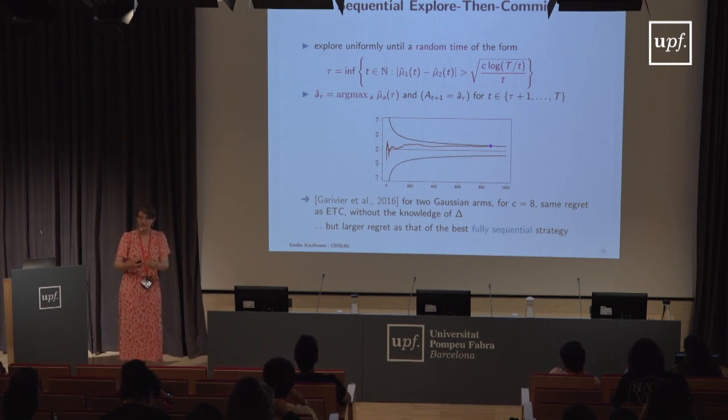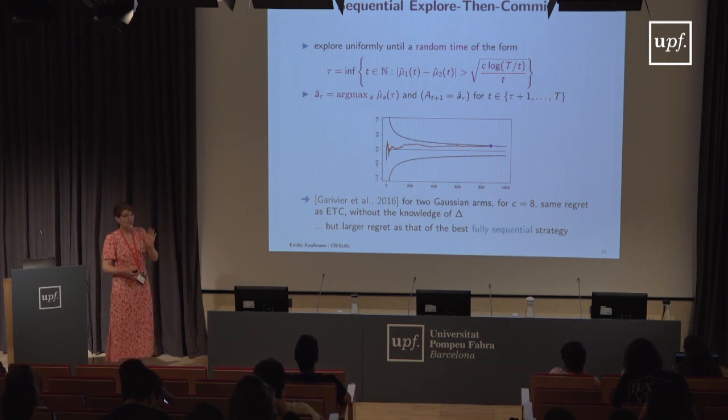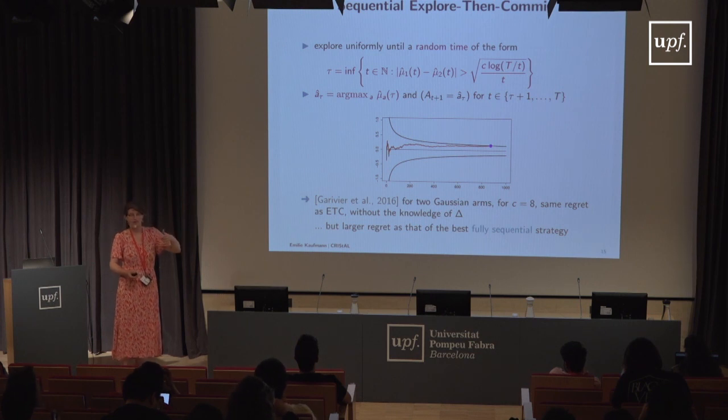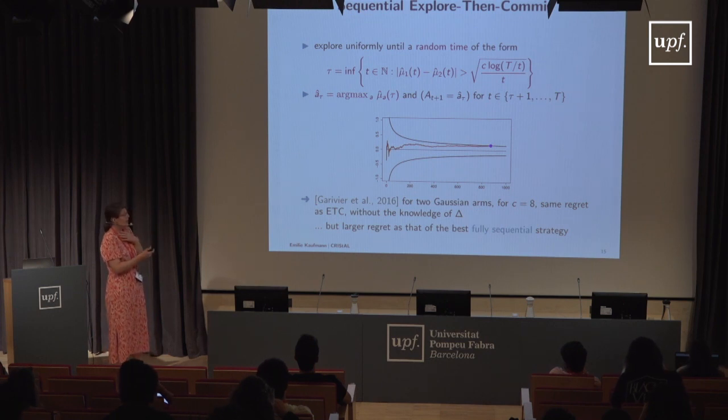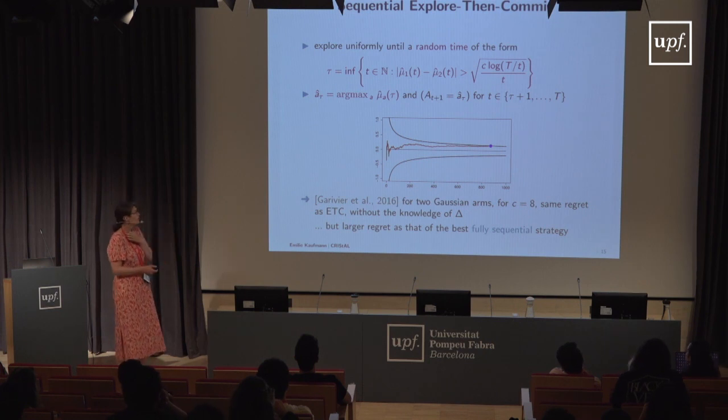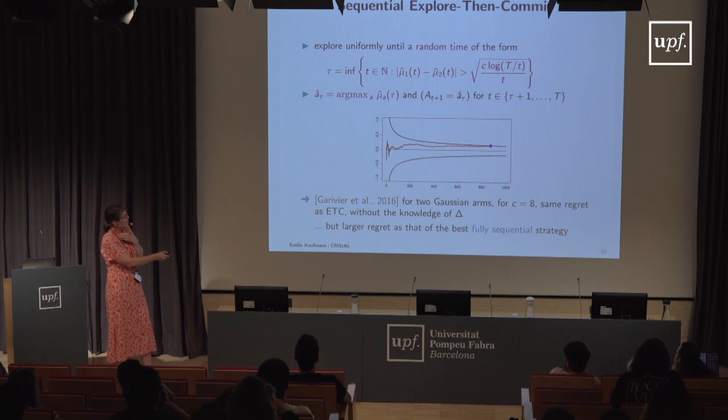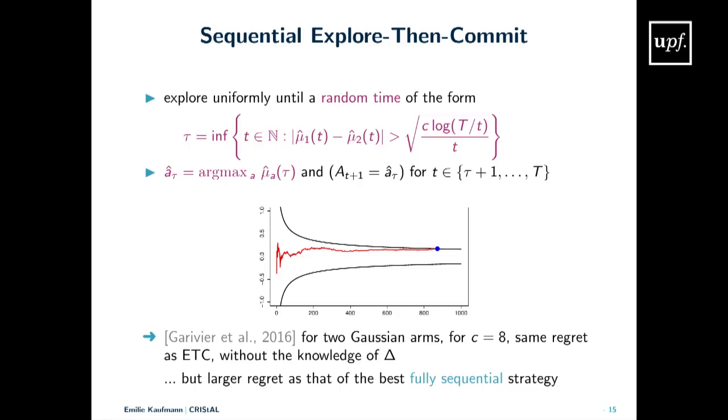So instead of choosing in advance how many pulls I will dedicate to exploration, you actually stop exploring adaptively. You sample the two arms in a round robin fashion until their difference in empirical mean is significant, where here significant is some comparison to a threshold that does not depend on delta. And when exploration ends, then you also commit to the arm that was the largest among the two. Here is an illustration of the process of the difference of empirical means, and when it hits this boundary, then you stop, and in that case, the difference is positive, so we would commit to mu 1.